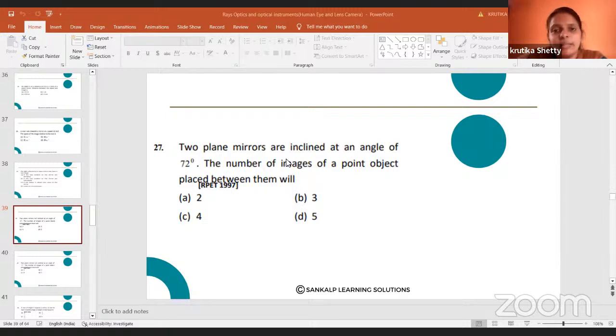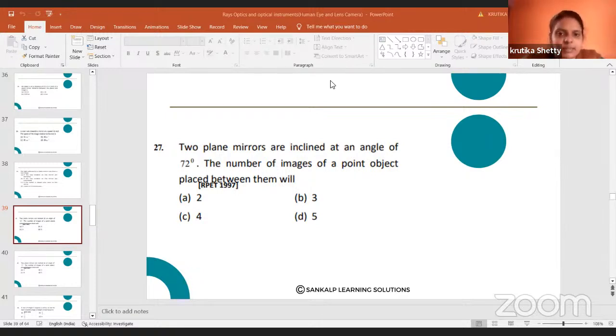If you are getting odd, then you can keep it as it is. So 360 divided by theta, minus 1. Yes, Harshita, Abhishek, it is right. So that is option C is correct here.